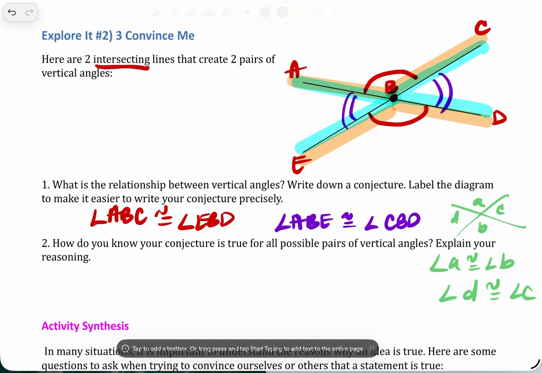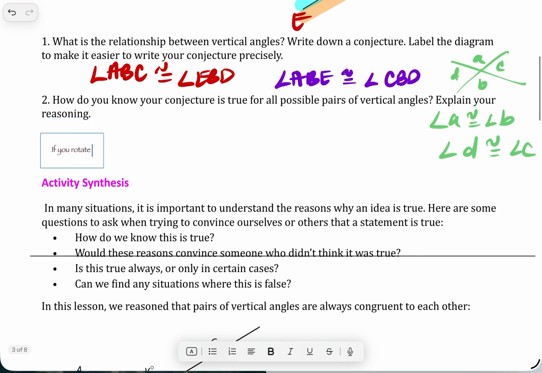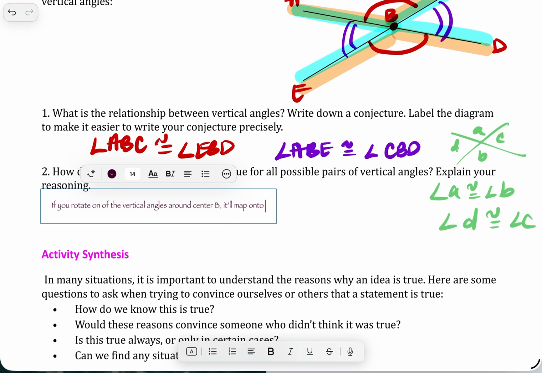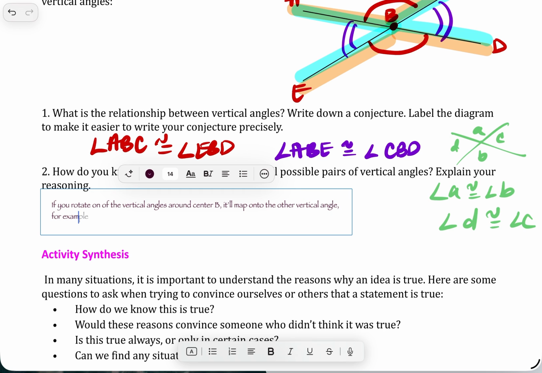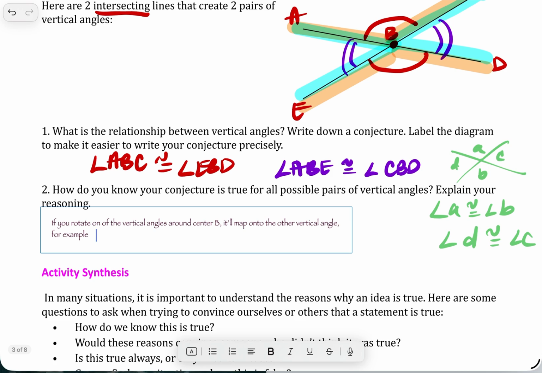So let's jot this down. If you rotate one of the vertical angles around center B, it'll map onto the other vertical angle. For example, let's use the orange angles. ABC would map onto EBD.